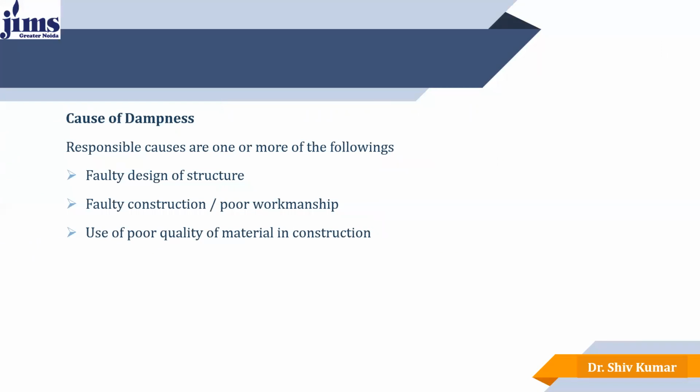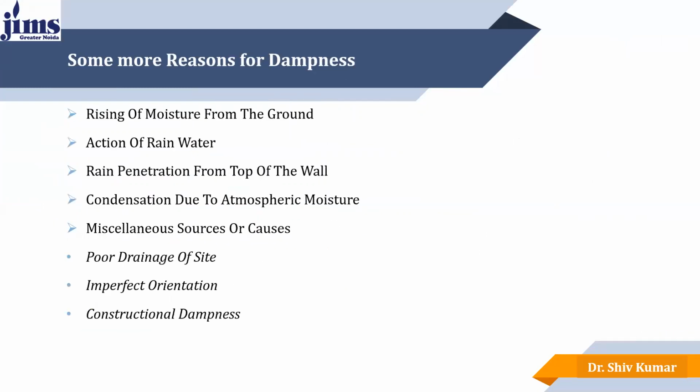Now, there are some causes of dampness which may disturb the life and beauty, and also corrode the building material. A faulty design of structure, faulty construction, poor workmanship, and also the poor quality of construction material that I have mentioned in my previous slide. There are some more reasons for the dampness. Sometimes we use good material, sometimes the workmanship is satisfactory, but there is rising of moisture from the ground.